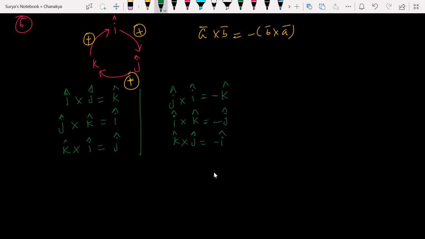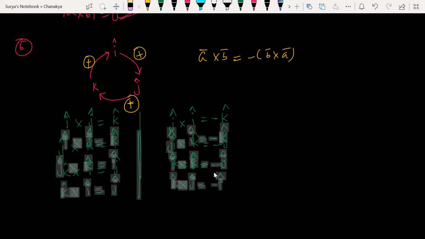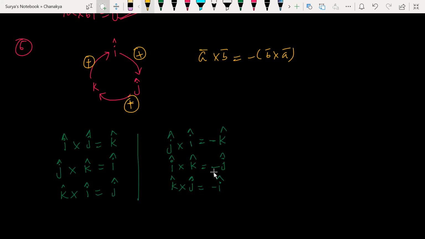So remember that red color circle. The only change is what? As you move in a clockwise direction, the sign will be positive. If you're moving in an anti-clockwise direction, it gives you negative. Moving in a clockwise direction, positive. Moving in anti-clockwise direction, negative. Listen to me. If you're moving in this way, look at this, it's negative, negative, negative here. Hope it is clear, guys.